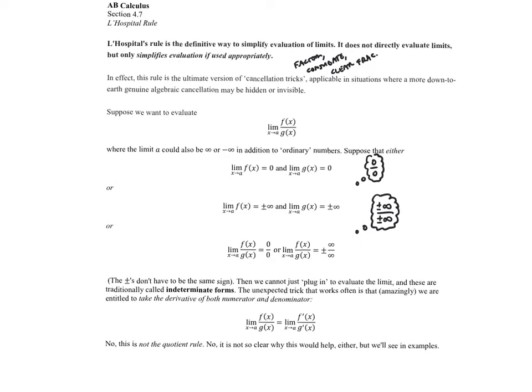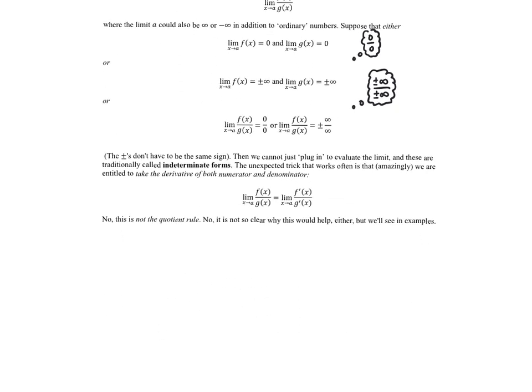Now as we look further down here, you can see that the plus or minus doesn't have to be the same sign on top or bottom. We can just plug in to evaluate the limit, and these are traditionally called indeterminate forms. The unexpected trick, though, that works, actually amazingly, is that we are able to take the derivative of both the numerator and the denominator and re-evaluate. So the process of L'Hopital's rule is going from one limit here to the next. We take the derivative of the numerator and the derivative of the denominator, and then we simplify.